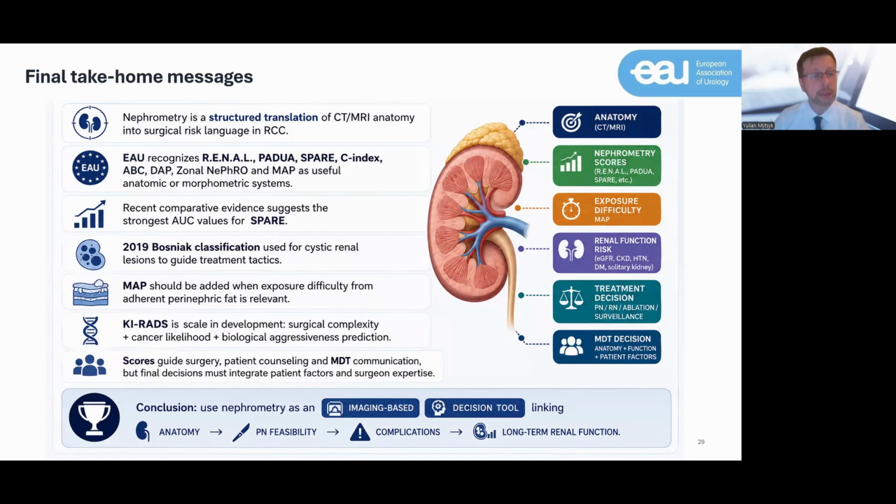The latest Bosniak classification is used for cystic renal lesions to guide treatment tactics. The MAP should be added when exposure difficulty from adherent perinephric fat is relevant. The KI-RADS system is a concept intended to integrate surgical complexity, probability of malignancy, and biological aggressiveness into a unified structured imaging-based framework, and is still in development. The nephrometric scores guide surgery, patient counseling, and MDT communication, but final decisions must integrate patient factors and surgical expertise.